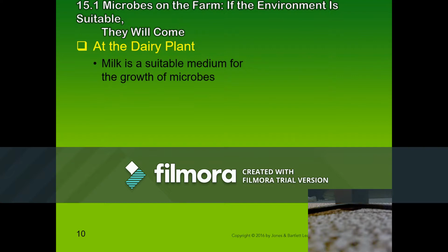So milk is a suitable medium for the growth of microbes, and you partly know that because you keep your milk in the refrigerator. And remember, your milk is pasteurized, but pasteurization does not mean no microbes. It just means a reduction in the number of microbes. So pasteurized milk is not sterile. One of the reasons that milk is such a good growth medium is it has lots of protein, carbohydrates, fats, and vitamins.